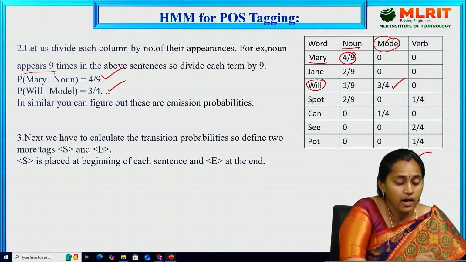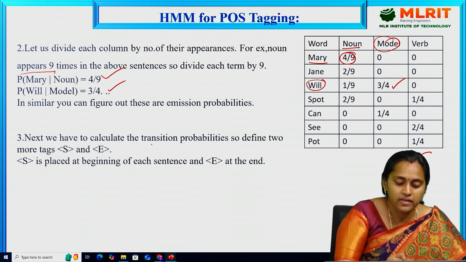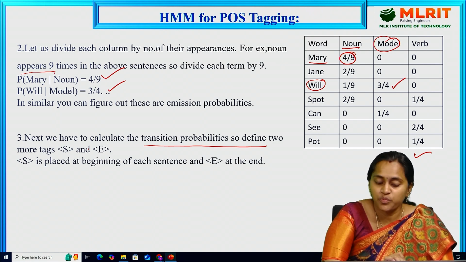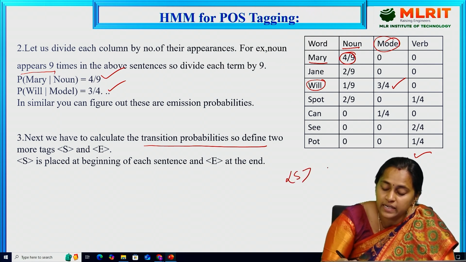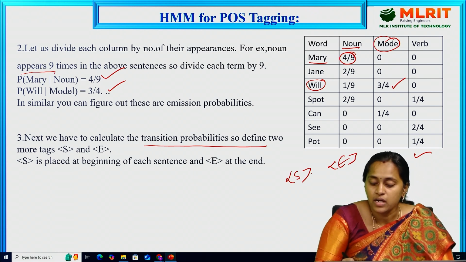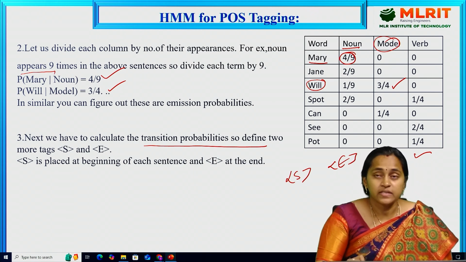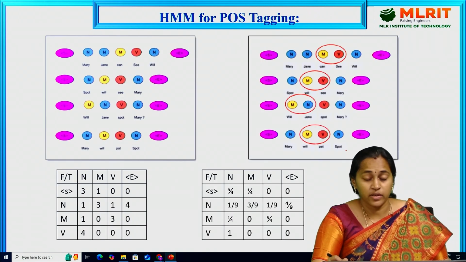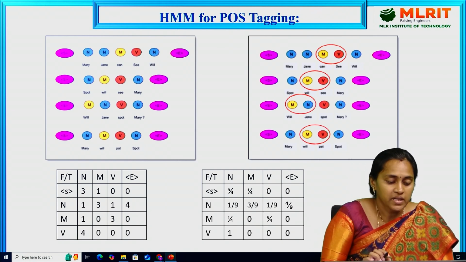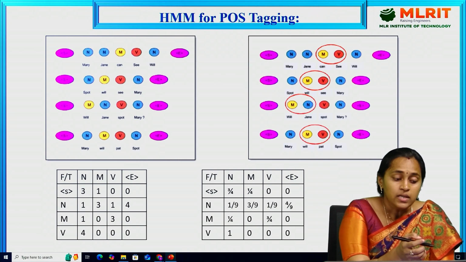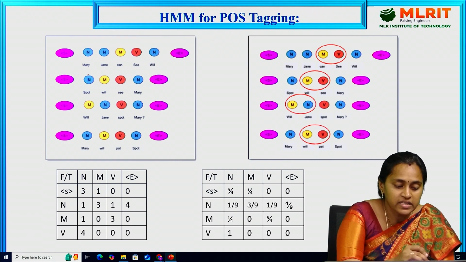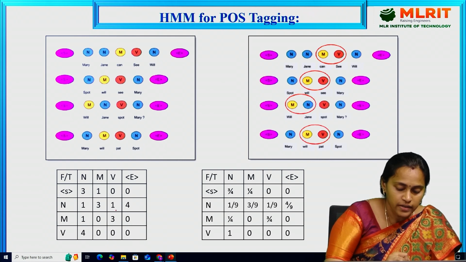What is the next, third step? Next we have to calculate the transition probabilities. So define two more tags. Whenever we calculate the transition probability, we have to apply a sentence starting tag and an ending tag, S and E. S is placed at the beginning of the sentence, and E is placed at the ending of the sentence. I am adding S at the beginning and E at the end of each and every sentence. Let us find out the table.